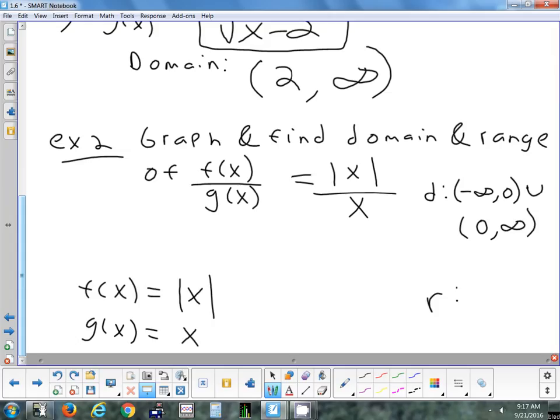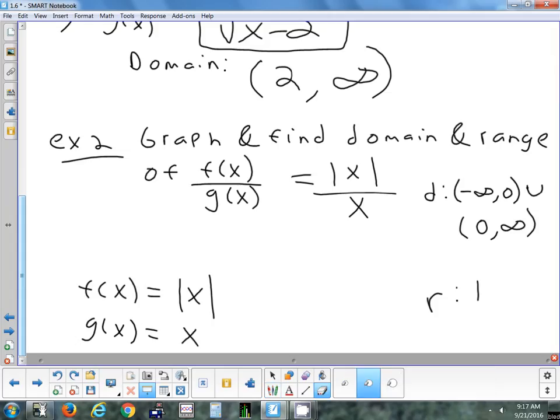All right, let's see if we can figure out what the range is. Let's plug in like the number 5. What's the absolute value of 5? Divided by 5. You get 1. How about, let's try 12, absolute value of 12. 12. Divide by 12. 1. When you plug in any positive number for x, you're always going to get 1.